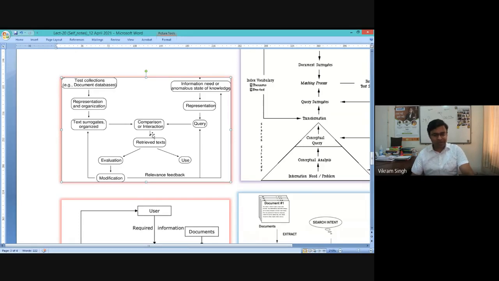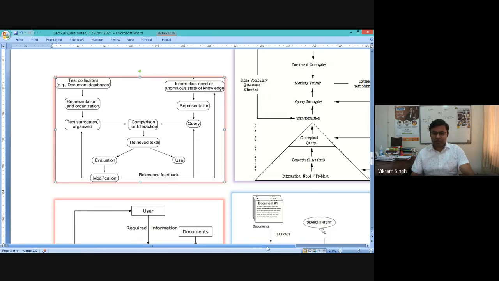That's what I am saying from the very first lecture, that for the same system, for the same process, you can have any way of representation. And this is the representation for the entire retrieval process, right?